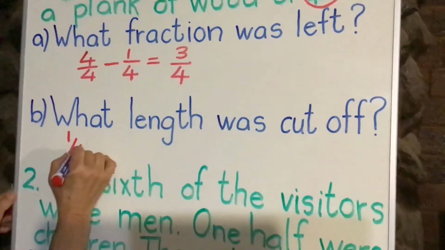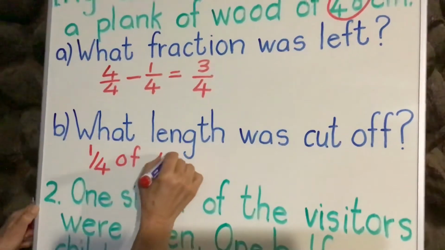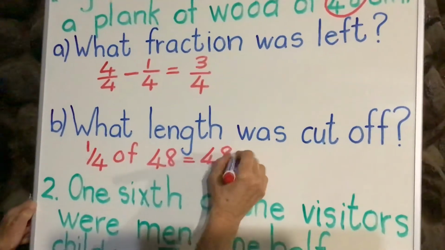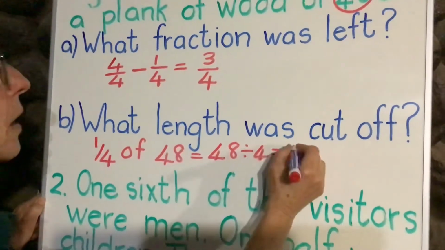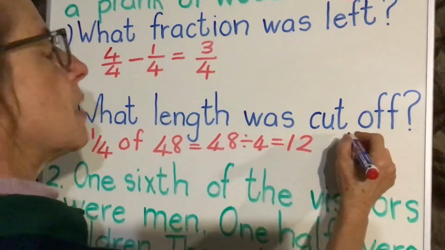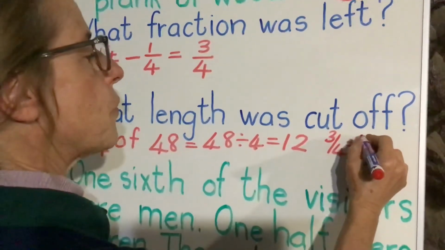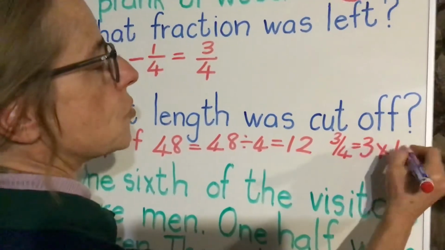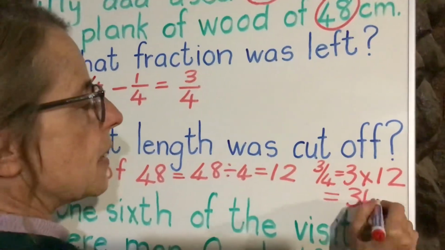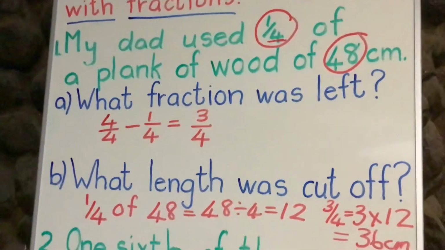If we work out what 1/4 is, 1/4 of 48 is 48 divided by 4, and we know that's 12 from our tables. Then we simply have to times it by 3, because 3/4 will then be 3 times 12. And that's right, 3 times 12 equals 36 centimeters. Well done. Let's move to example number 2.